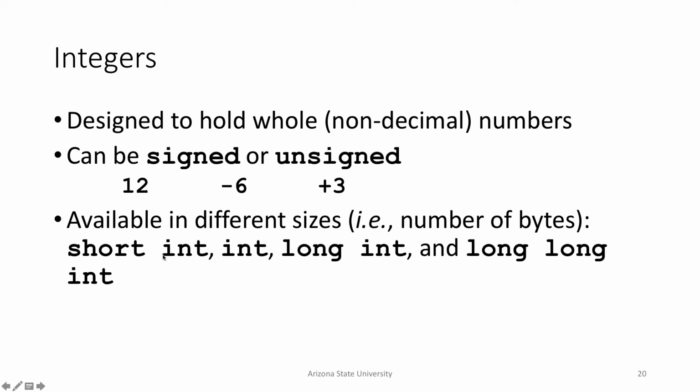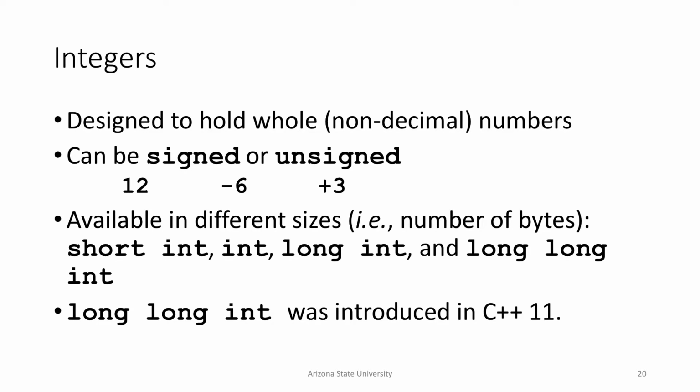So short int is half of that, so either 2 or 4 bytes. Long int is twice what int was, and long long int is twice what long int was. Okay? And long long int was actually pretty recently introduced because some people really do need that much storage. So for int, let's say that has 4 bytes. So how many bits does it have if it has 4 bytes? 32.